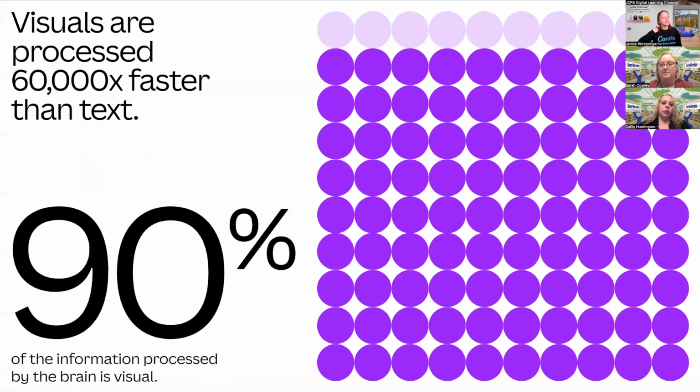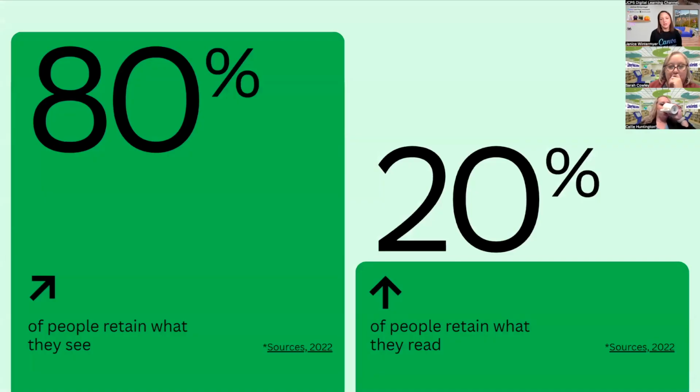As we think about video, here are some quick statistics that we like to share. Visuals are processed 60,000 times faster than text, and 90% of the information processed by the brain is visual. So we know that creating visuals in Canva is going to be processed faster, and that includes video and animation, as we're going to talk about today. 80% of people retain what they see and 20% of people retain what they read. So that visual part is really important.